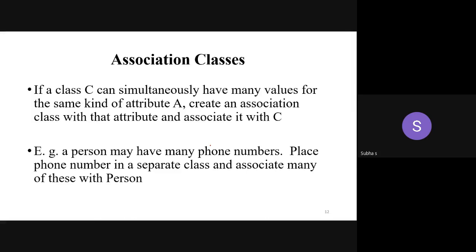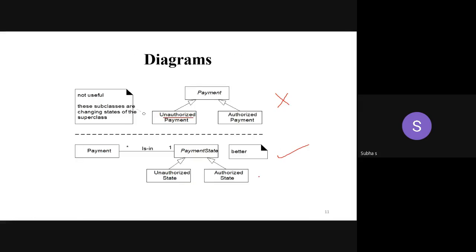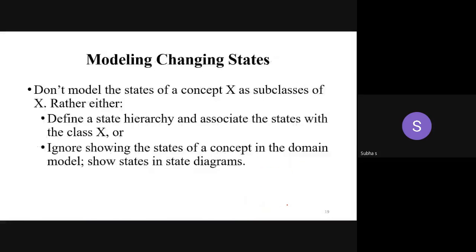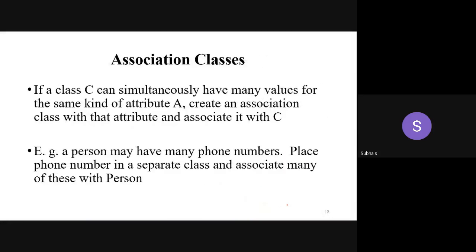Association class. Don't confuse the meaning of association with association class. Normally, association means just this one. This is an association. The kind of association is generalization here. I am relating one class with another class. So this is association, one class associated to another class. A normal dashed line, that is association. But now we are going to see association classes.